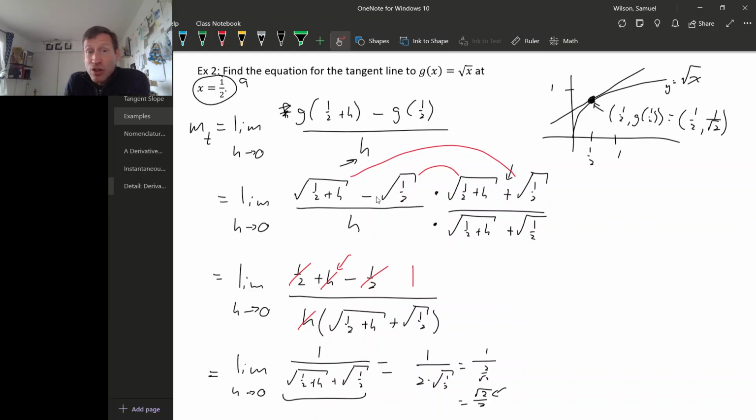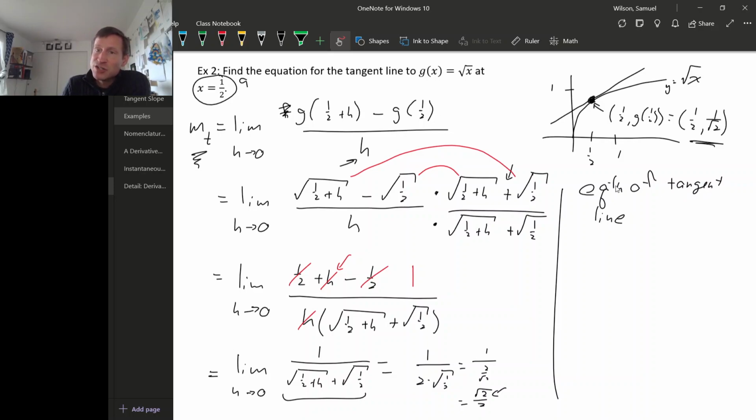All right, so this is the slope of our tangent line. We already had a point on our tangent line, so now we can write the equation of the tangent line. So the equation of the tangent line at x equals a half is, we can use the point slope equation for a line. So y minus the y coordinate equals our slope, root 2 over 2, times x minus the x coordinate. And then if we wanted to, we could put this into slope-intercept form. I don't know that that's really necessary, but it's possible. We can do it if we want.